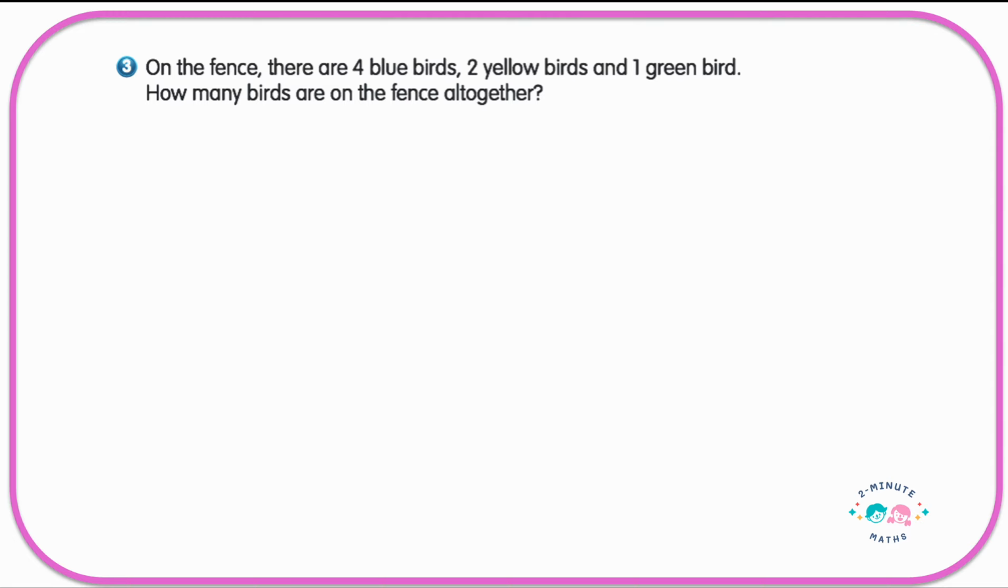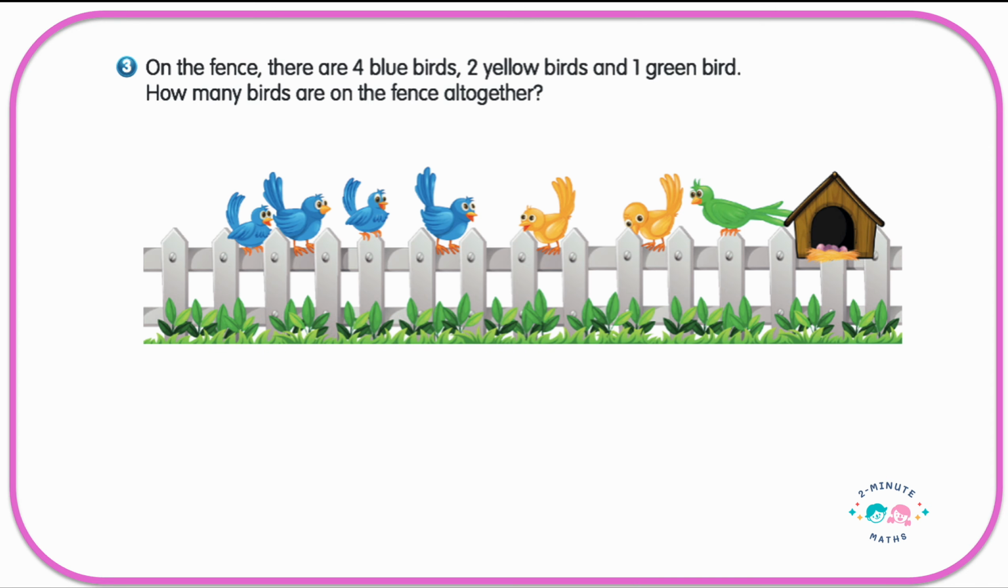Okay, so what we'll do is first show a graphical representation, or a picture, that represents the problem. So we have here the fence, and we have the blue birds, the yellow birds, and the green bird. Then we are going to move one step forward and draw a bar model representation of the problem. So we have to read the sentences one by one.